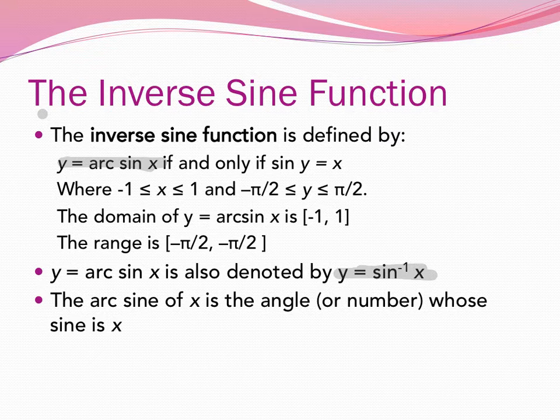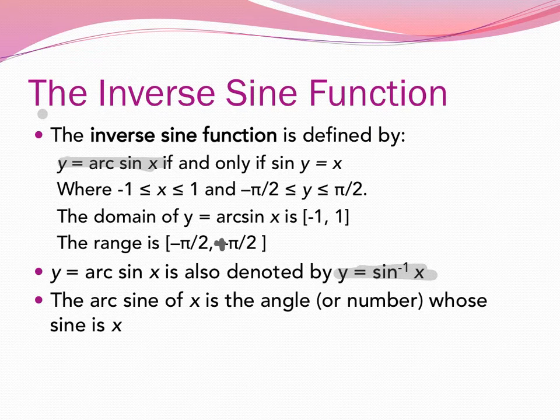The domain is -1 to 1 because of the x values. And the range is -pi/2 to +pi/2. You will either see it written as arc sine or sine -1. Those mean exactly the same thing and they're interchangeable. And what I said at the beginning, the arc sine of x is the angle whose sine is x. So on your unit circle, these angles will always be your unit circle angles, okay?